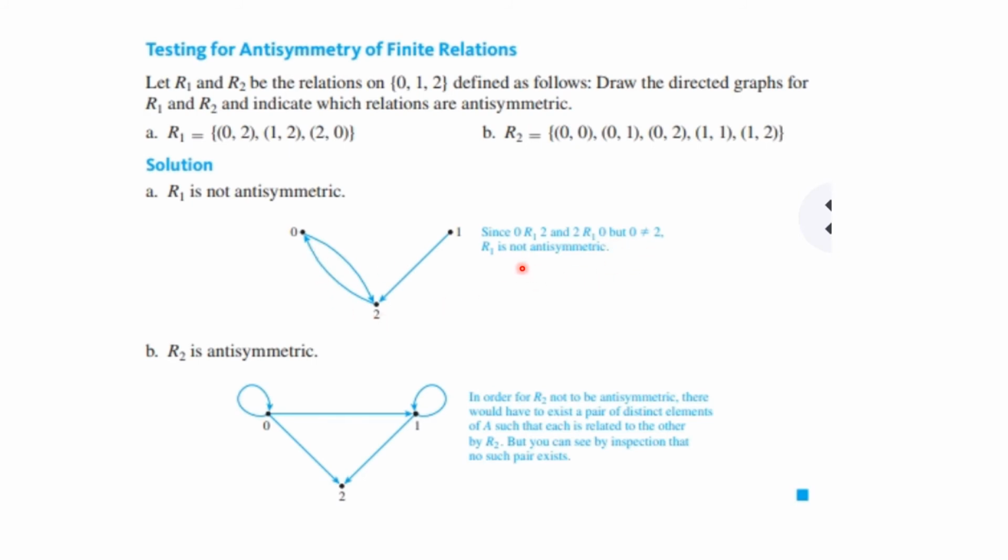That is good, but 0 is not equal to 2. They're different vertices, so this is not antisymmetric. This one is antisymmetric because in order for this to be not antisymmetric, there would have to be a pair of distinct elements of A, vertices, such that each is related to the other by R2. But you can see by inspection that no such pair exists.